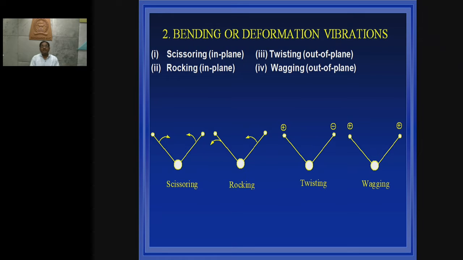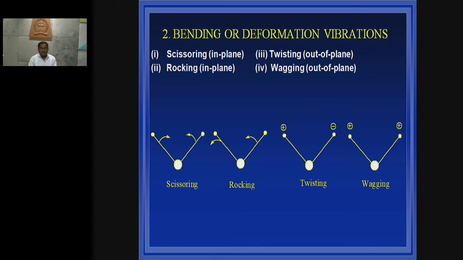Let us go to the second vibration, called bending or deformation vibration. Normally bending and deformation vibrations require less frequency as compared to the stretching vibrations. In this case there are four different vibrations. Two of them are in-plane vibrations and two are out-of-plane vibrations. The first and second are called scissoring and rocking. These two vibrations occur in a plane, whereas twisting and wagging, the other two, occur out of plane.